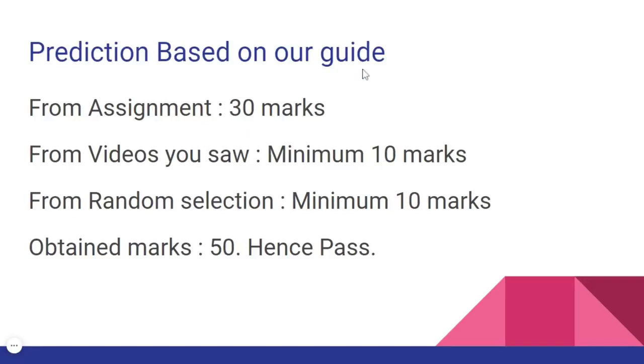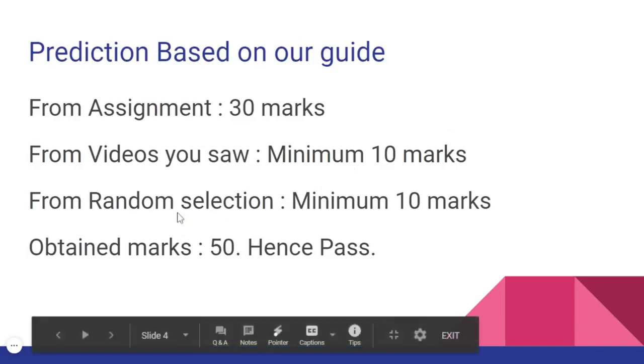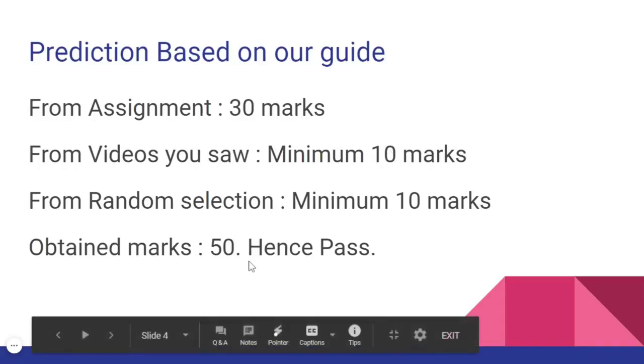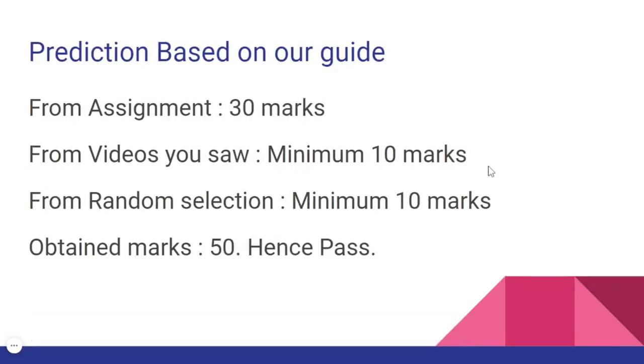From the assignments, you get 30 marks. From the videos which you saw, you get a minimum of 10 marks. And from the random selection, you get a minimum of 10 marks. 30 plus 10 plus 10, you get 50 marks. Your pass mark is 40. Even if something goes wrong in this prediction, you will still get 40.